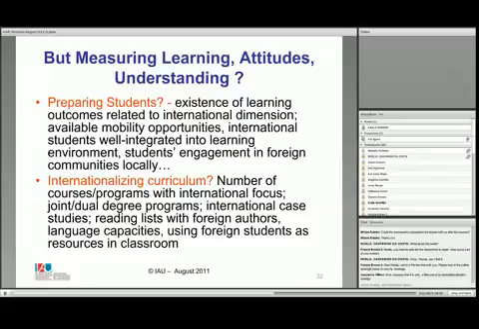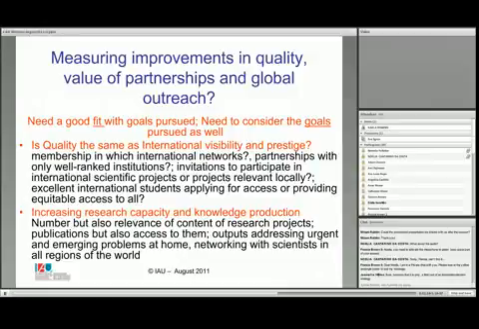In any course, you can use international case studies, you can add to reading lists books and articles by foreign authors. How many institutions insist on strong language capacities among the students? Not just one second language, but a second or third foreign language is increasingly the norm in some of the European institutions. And again, coming back to using foreign students as a resource in the classroom, making sure that we track these items is just as important as counting the number of students.